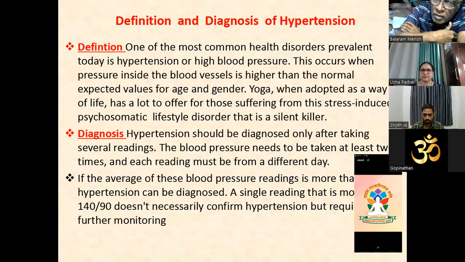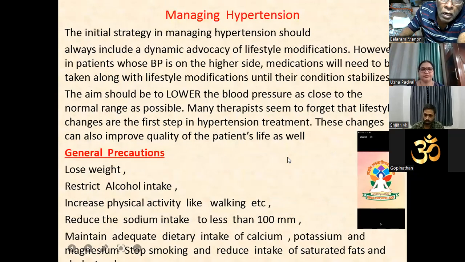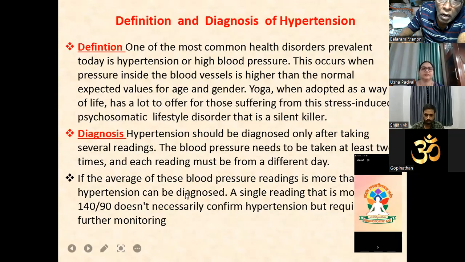He is a very busy person, always in tension, and his blood pressure is always on the higher level. If the average of blood pressure is more than the normal range, then hypertension can be diagnosed. A single reading that is more than 140 does not necessarily confirm hypertension, but requires further monitoring.